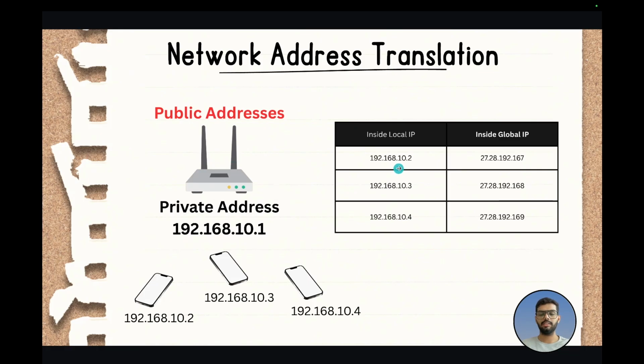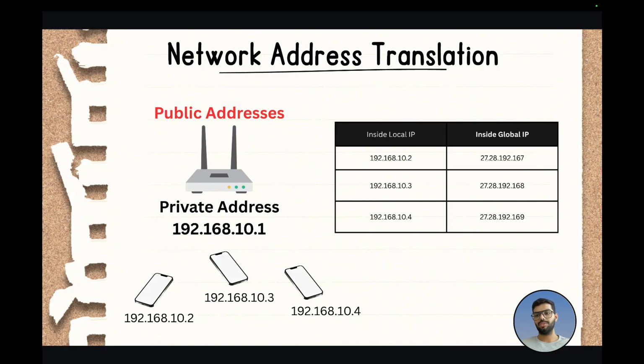So whenever there is any traffic from this IP 10.2, it will get translated to 27.28.192.1.168. So this is the public IP address that you are paying to use. This is a simple concept where you can translate your private IP address into a public IP address. Whenever a packet comes to the public address, it will come to your router, and then your router will translate that IP address back to the local private IP address, and then the packet will be sent to your device. So that's how the concept of NAT works, and that is a simple way of solving the problem.